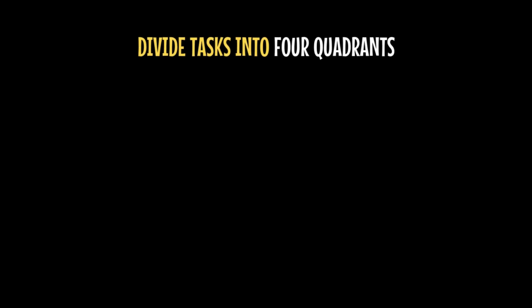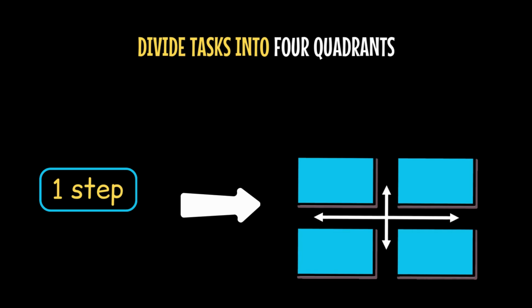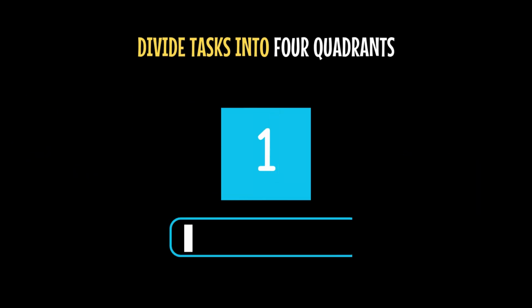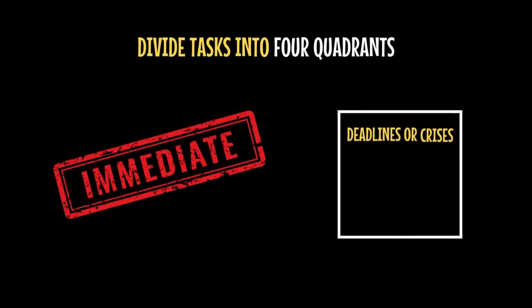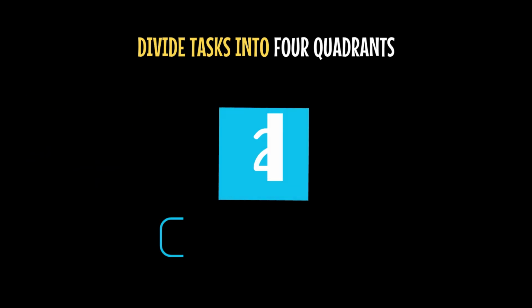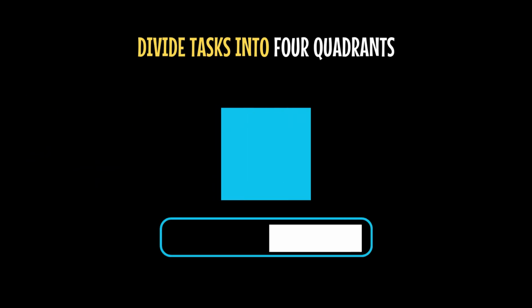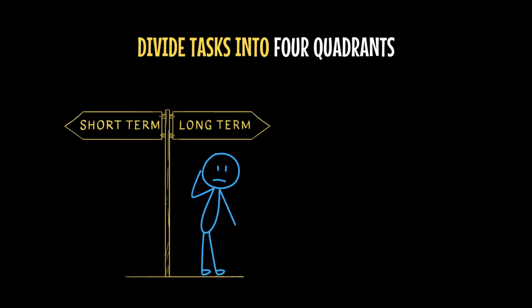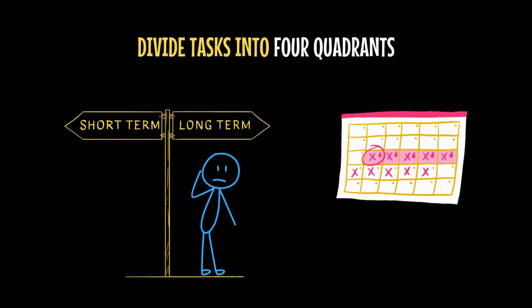Steps to use the Eisenhower Matrix. First step: divide tasks into 4 quadrants. Quadrant 1, urgent and important. Tasks that require immediate attention, such as deadlines or crises. Quadrant 2, important but not urgent. Tasks related to long-term goals, such as planning, learning, or relationship building.